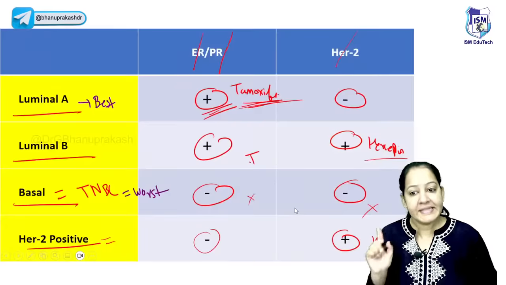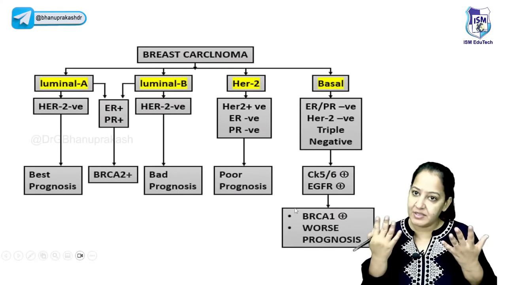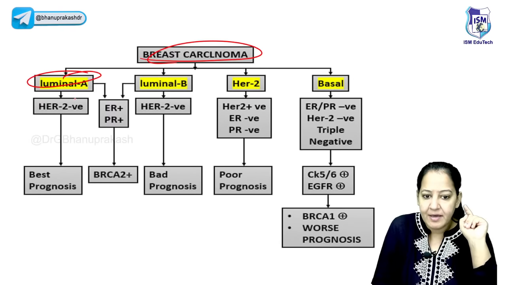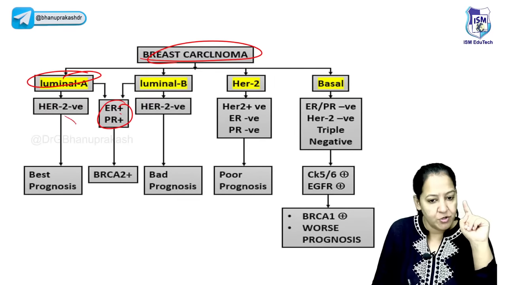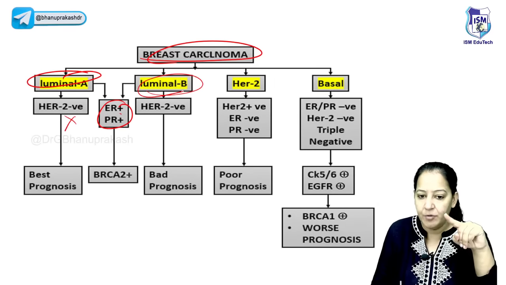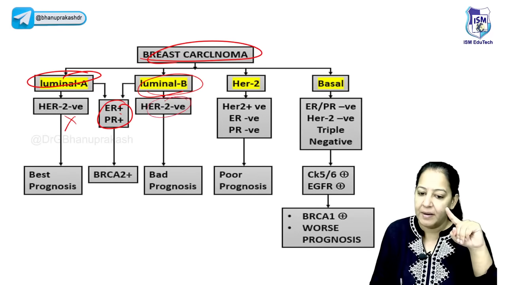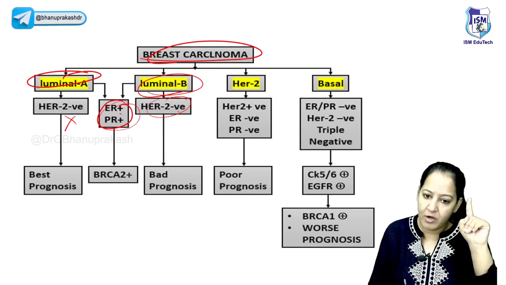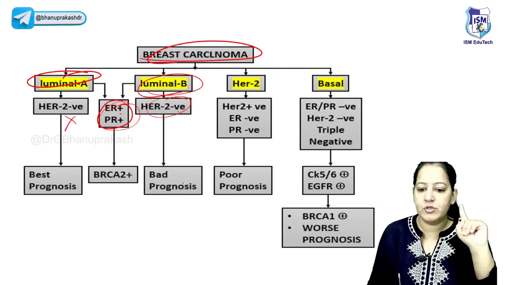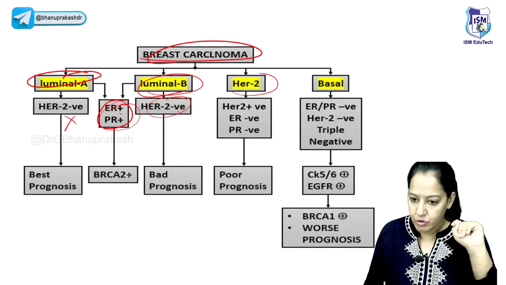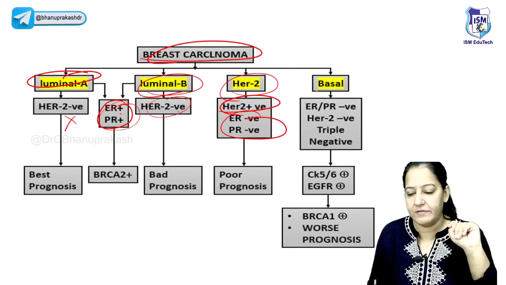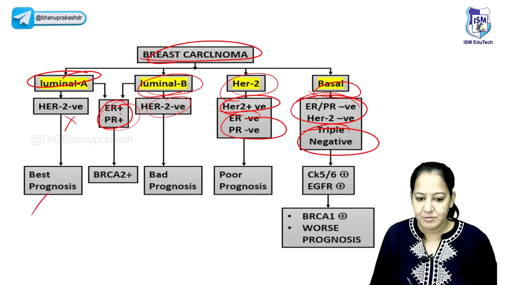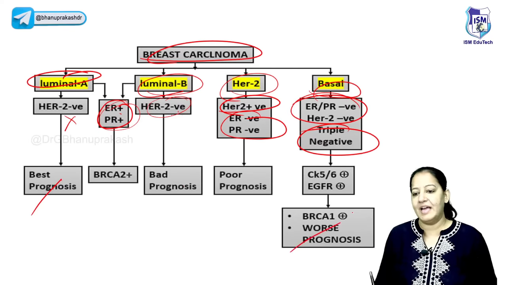How many of you got it? This is the classification, the molecular classification. The same thing is written in front of you, you can see. In breast cancer, what is luminal A? Luminal A is ERPR positive but HER2 negative. What is luminal B? Luminal B is all positive: ERPR positive and HER2 also positive. And HER2 enriched is HER2 positive but ERPR negative. And basal is everything negative. These are known as triple negative. So please see the worst prognosis and the best prognosis. Like that you can decide.